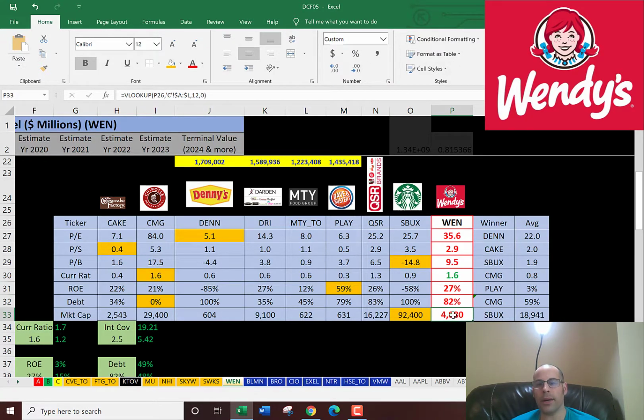In terms of market cap, Wendy's is smaller than the average of $18.9 billion. Starbucks is the largest of this list of companies. So it's an interesting company to look at. It seems like it's overvalued, but let me know what you think. Is it overvalued? What's your opinion?